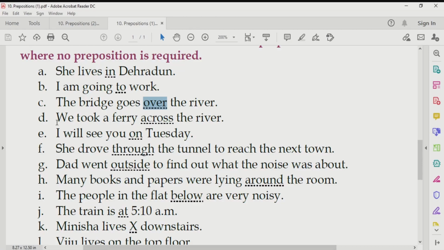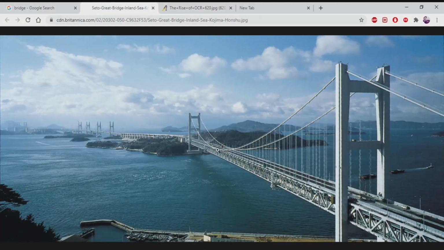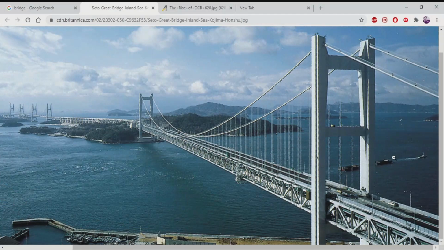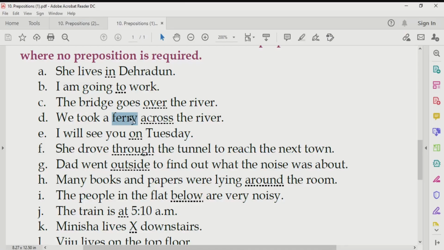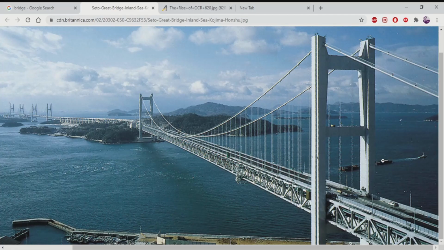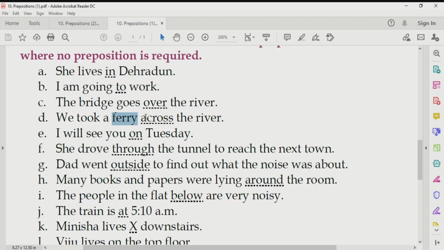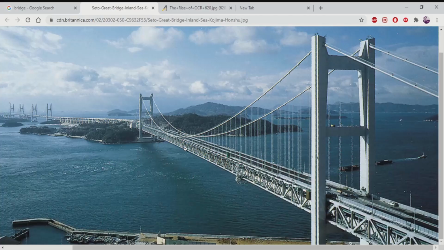Next one, we took a ferry. Ferry in simple language means a boat. We took a ferry across the river. I can explain to you in this same image. Just take the example of this boat. Imagine that this boat is the ferry. You are sitting in the ferry and you are going across the river. Now, why did we use across the river and over the river for these two sentences? I'll again go back to question 3. The bridge goes over the river.